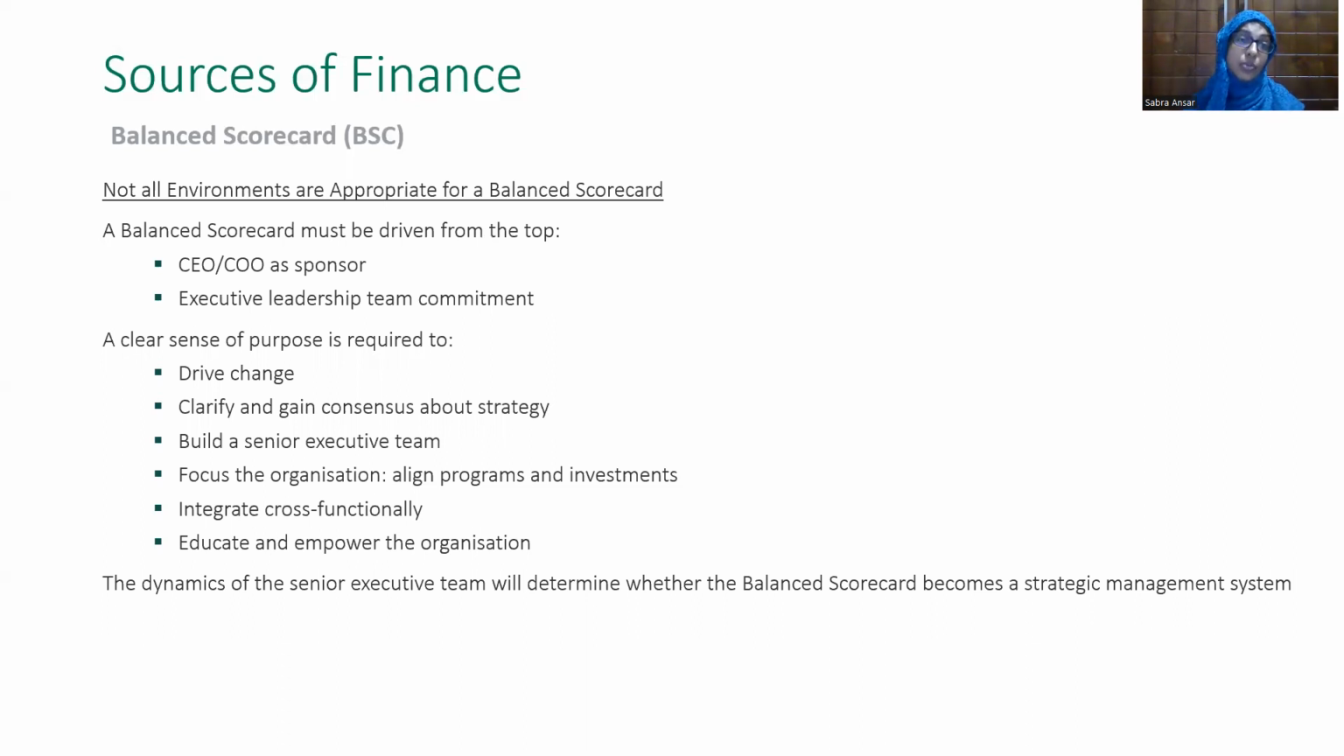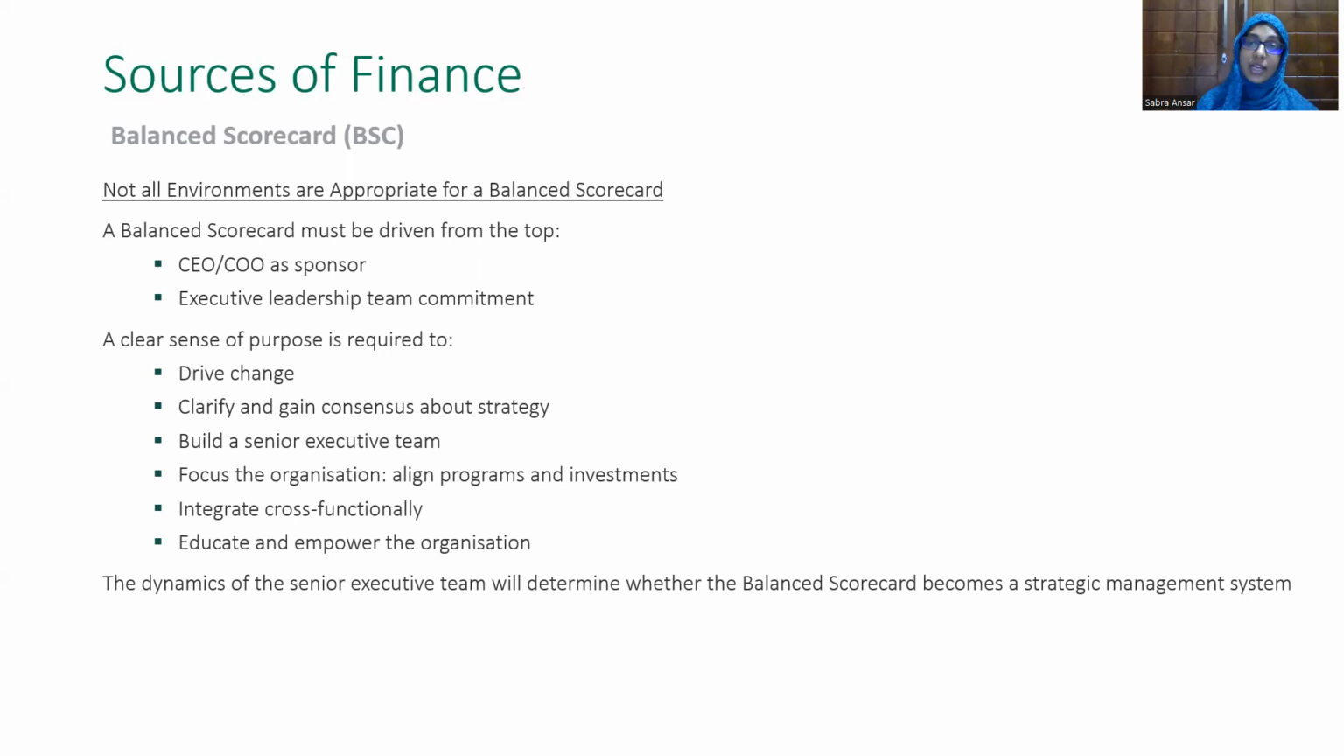A balanced scorecard would generally be driven from the top, which will have a CEO or COO as a sponsor, like the CEO or executive leadership. Team commitment is very important. A clear sense of purpose is required to drive the change and to clarify or even gain consensus about the strategy. Also, building a senior executive team is very important, and so is focusing the organization to align programs and to invest.